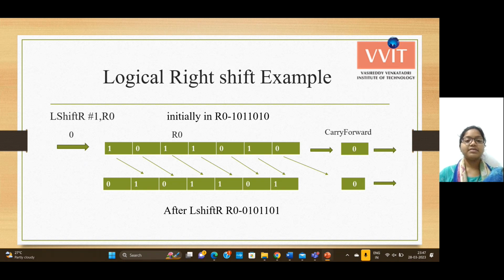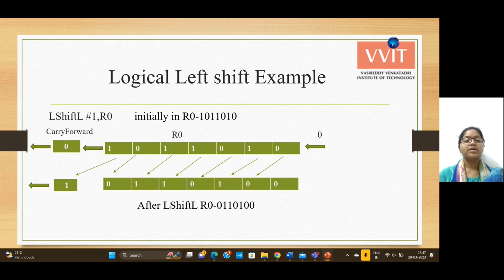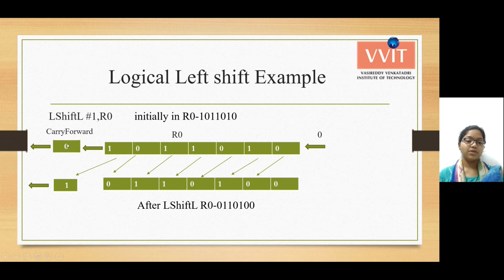Suppose, let's see how a logical left shift operates. Here, let's consider that the logical left shift should be performed only once on R naught. So LSL #1, R naught. Initially in R naught, the value stored is 10111010. Hence, the carry forward we initially assigned to 0.